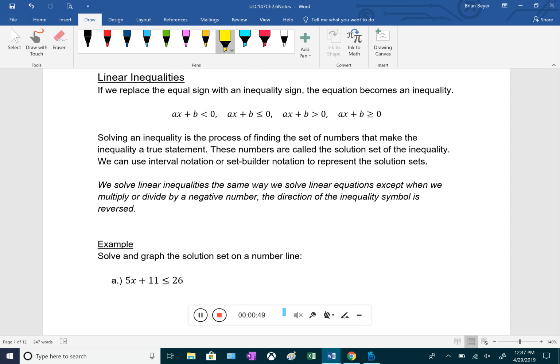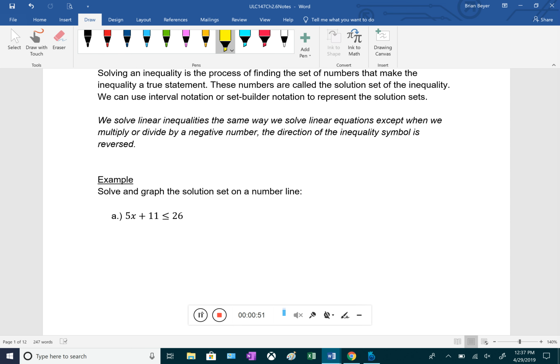So the way that we're going to be solving these is going to be the exact same way that we solved linear equations, except when we multiply or divide by a negative number. So if we multiply or divide both sides of the inequality by a negative number, we have to reverse the direction of the inequality symbol. That's the only difference for solving these compared to linear equations.